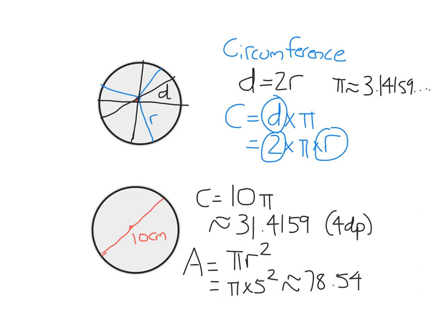Now what we need to make sure we do, which some people forget, is to write the units. Otherwise we're not correct. So the circumference is just in units of length, like centimeters, meters, or whatever, and the area is in square units. So this would be centimeters squared. How easy is that? Now we're just going to look at half circles.